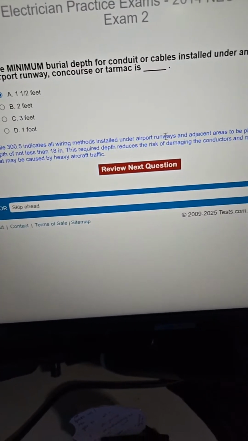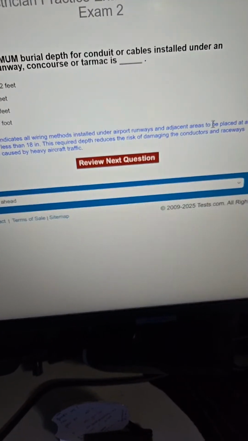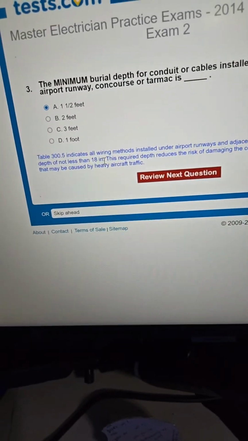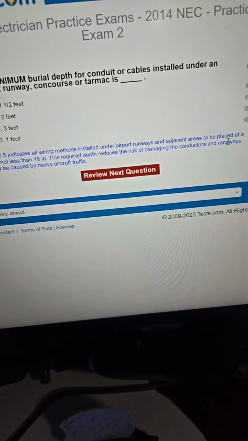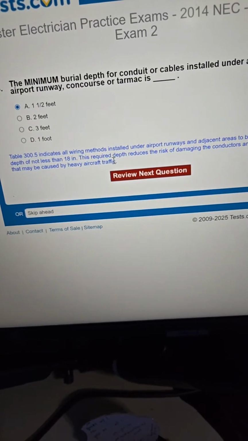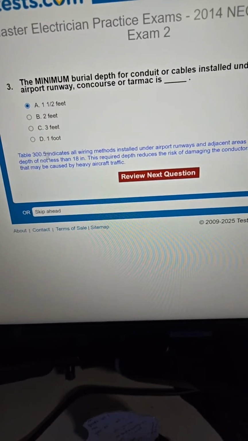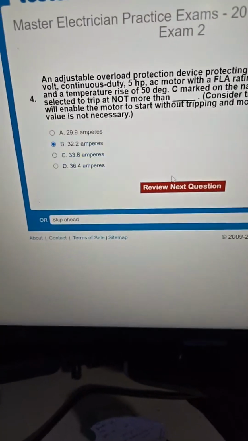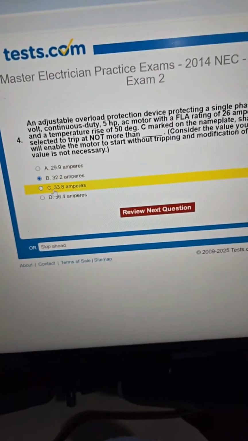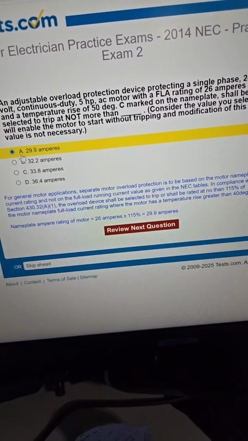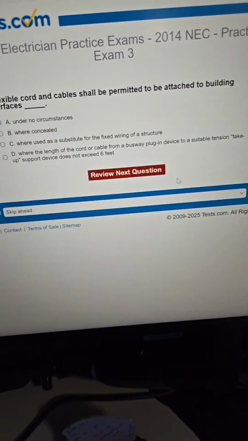The methods under airport raceways, adjacent areas. 18 inches. I'm looking that up. We're looking that up. That's news to me. We're looking that one up. I don't care what the answer is here. It's probably 33.8. It was not. It was 29.9. Nice. Yeah, we're not doing that.